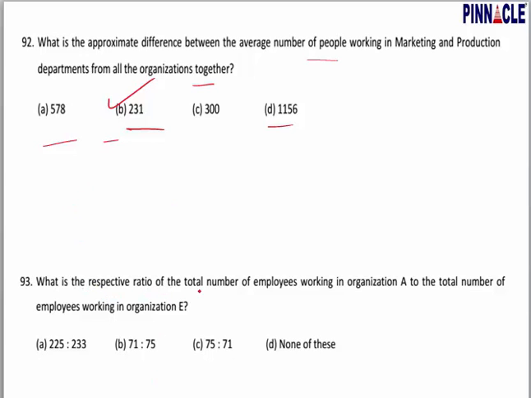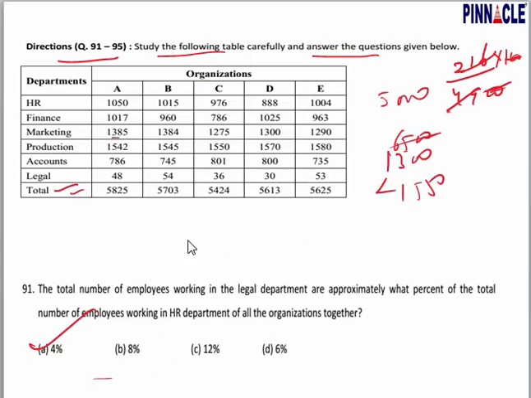What is the respective ratio of the total number of employees working in organization A to the total number of employees working in organization E? A and E, we have to find the ratio of A and E. Total number of employees for A and E: you can take 5825 and 5625. This is the ratio.